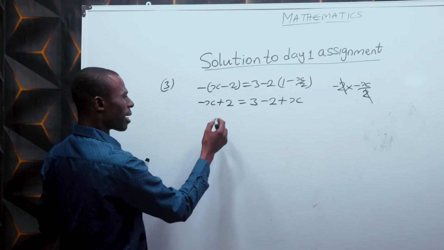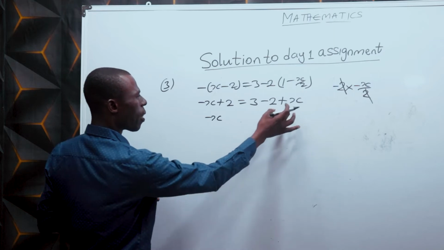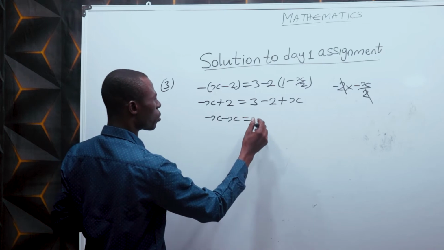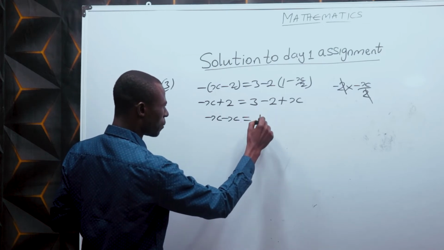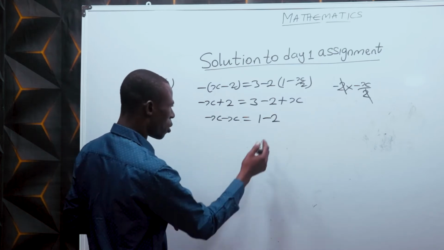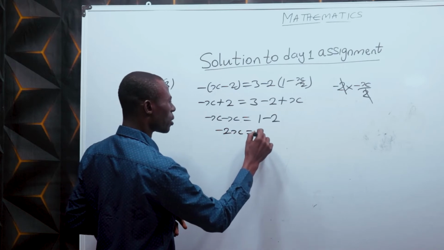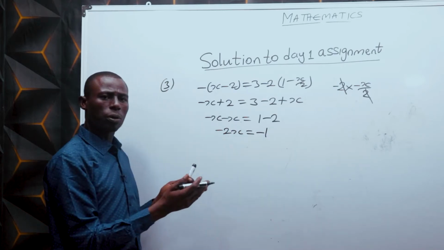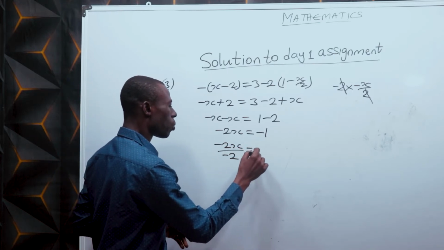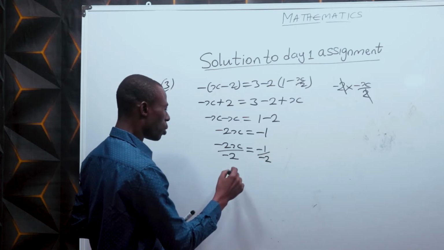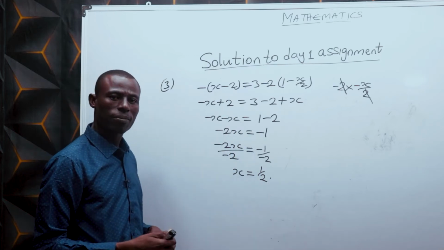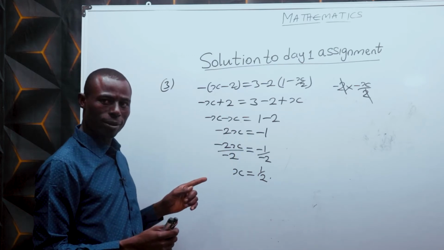So from there, collect the like terms. We have x, negative x. Bring the positive x from that side to this side, it becomes negative x as well, which is equal to 3 minus 2, which is 1, negative 2. This positive 2 becomes negative on coming here. Negative 2x equals negative 1. Dividing both sides by negative 2, we have negative 2x divided by negative 2 equals negative 1 over negative 2. So answer is x equals half. That is that. I hope you all got the same thing with me.